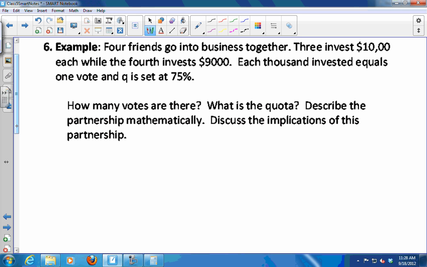Okay, so here's another example. 4 friends are going to go into business together. 3 invest 10,000, and the 4th comes up a little short. He only can invest 9,000. Each 1,000 invested equals 1 vote. The quota is set at 75% of the total votes. All right, so how many votes are there altogether? 19. Okay. And what's the quota?